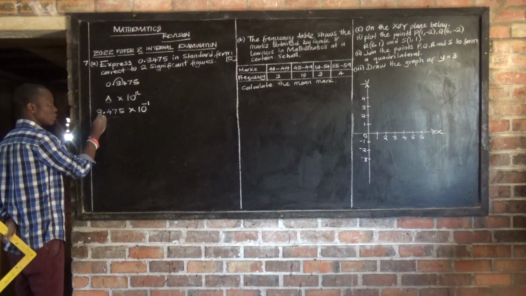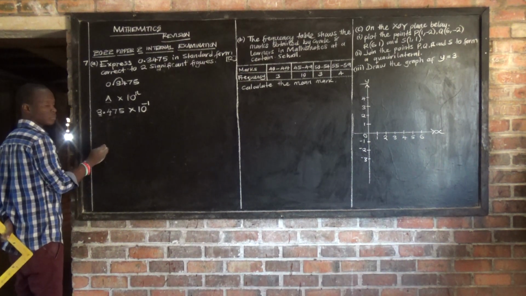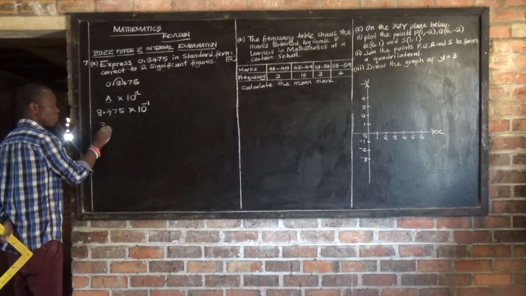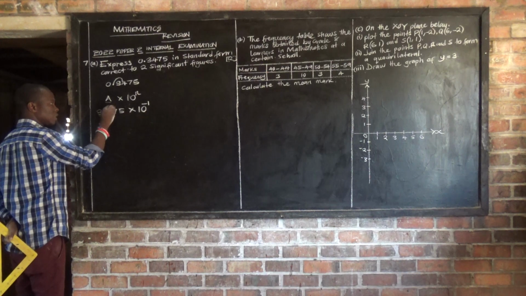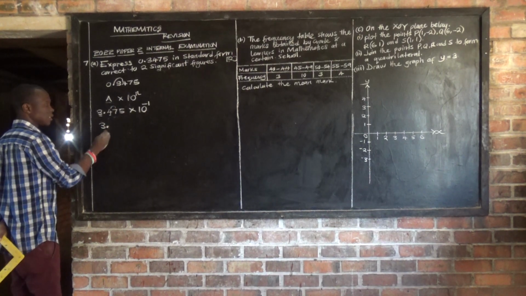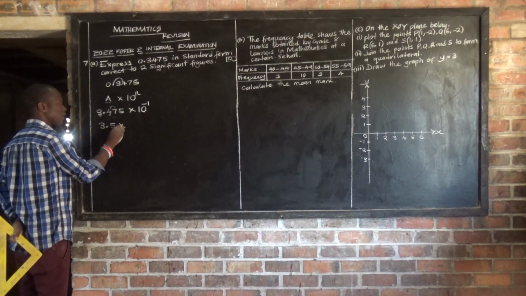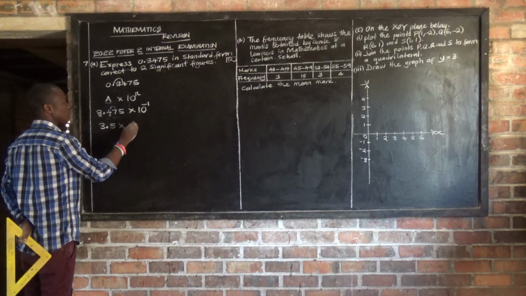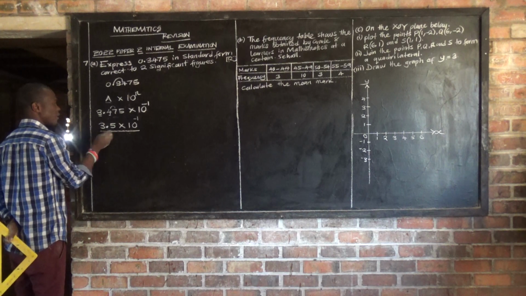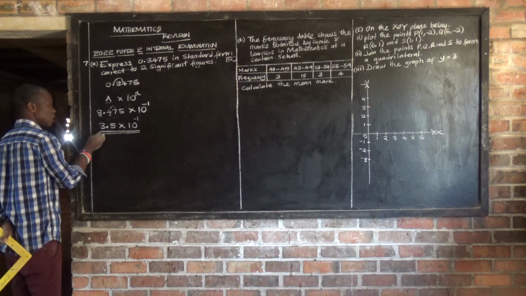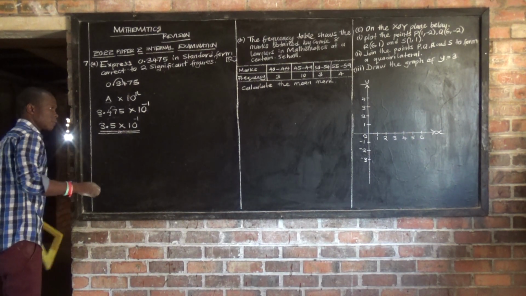So which are 3 and 4. So we're going to say 3 point. Now before I write this 4, you can get 1 from this 7 and you add this to what? To 4. So it becomes 3 point what? 5 multiplied by 10 raised to the power negative 1. So this is our answer. I hope you got this one correct, people.